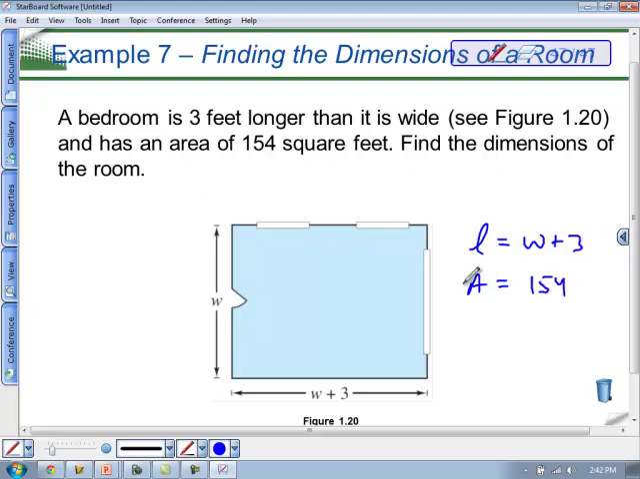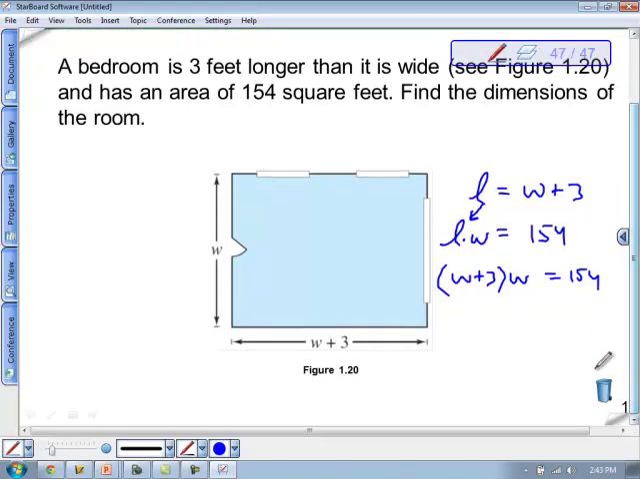Well, we can write two equations from this. We know the area is length times width. So from there we have two equations with two variables. And we can substitute W plus 3 in for L. We get W plus 3 times W equals 154, which just creates a quadratic for us. All right, this is W squared plus 3W minus 154 equals 0 if I move the 154 to the other side and distribute.